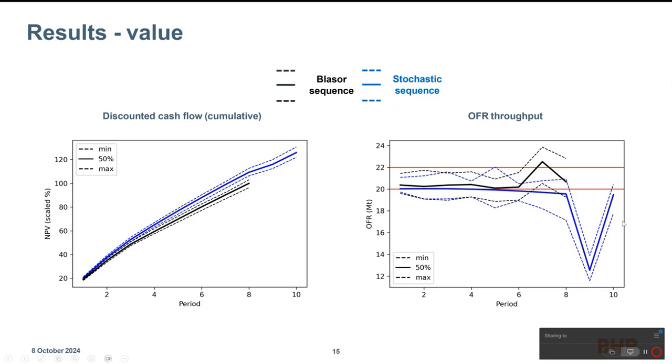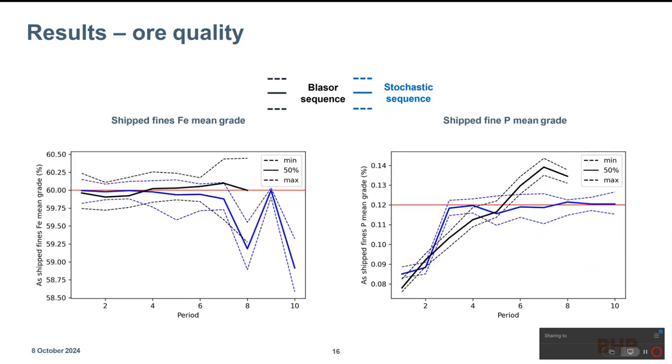But just looking at those last 2 years, or the last year periods 9 and 10, it would need some expert knowledge to understand whether those periods were actually worth mining in reality. It achieves the higher NPV. If we start looking at some of the quality results, or the results for the product quality properties, we can start to see why we achieve a higher NPV using the stochastic sequence.